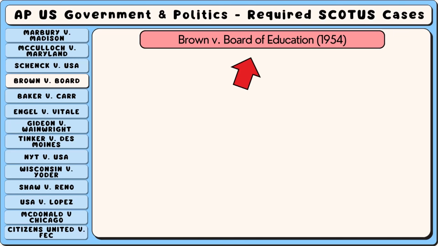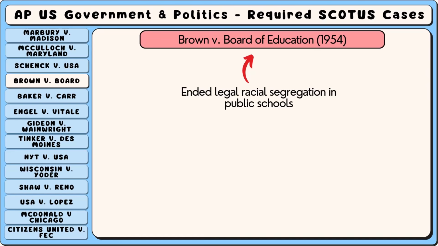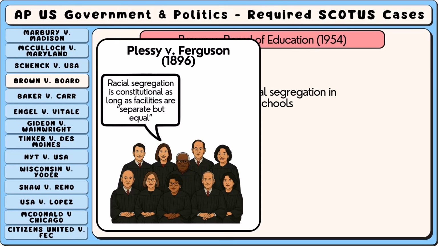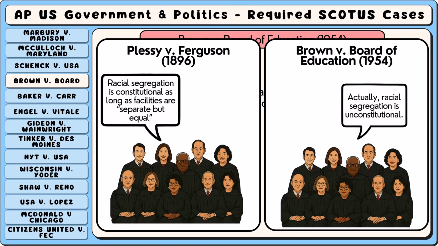The next required Supreme Court case is Brown versus Board of Education. This case is one of the most important in American history because it ended legal racial segregation in public schools. Racial segregation had previously been deemed acceptable in Plessy versus Ferguson, a 1896 Supreme Court case. That case said that segregation was constitutionally acceptable as long as facilities were separate but equal, meaning the quality of education at the black student's school needed to be as good as that of the white student's school. Brown versus Board of Education overturned the Plessy versus Ferguson decision.